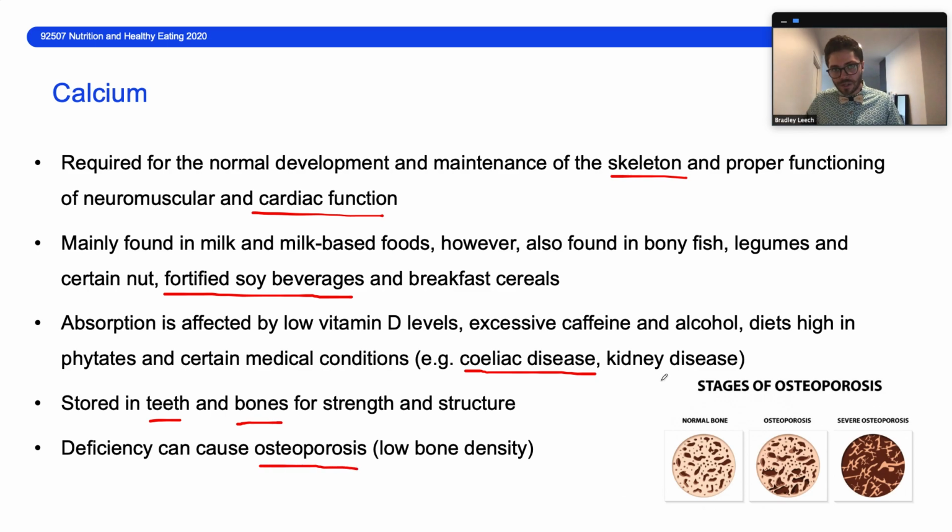So you can see this image down here. We've got your normal bone here. We've got what your osteoporosis will look like, and then severe osteoporosis. You can see that there's that demineralization within the bones, so a lack of calcium.